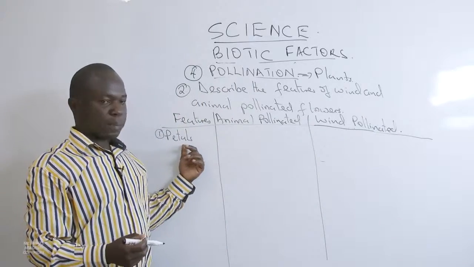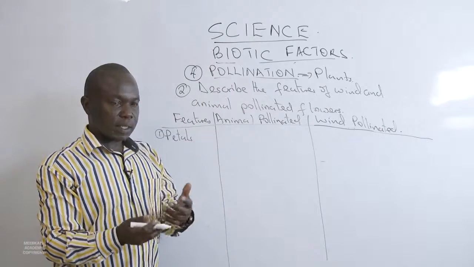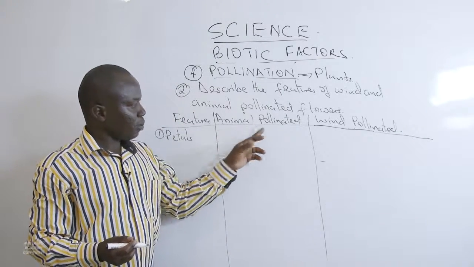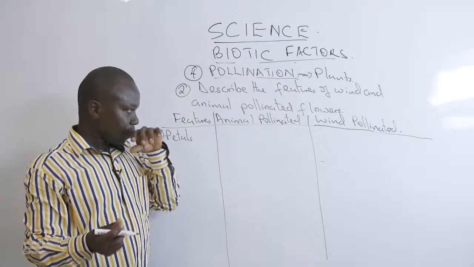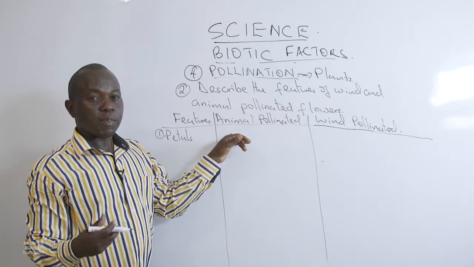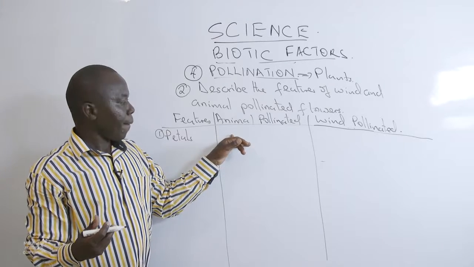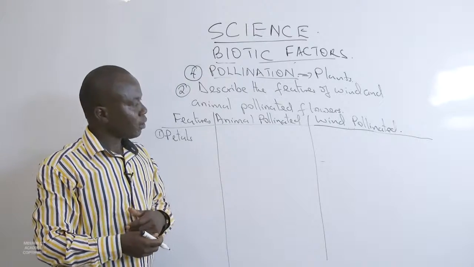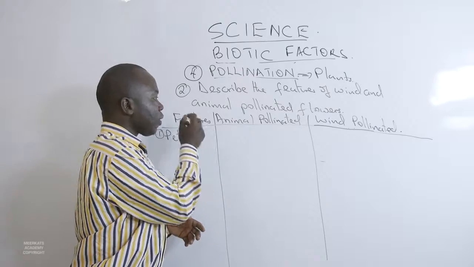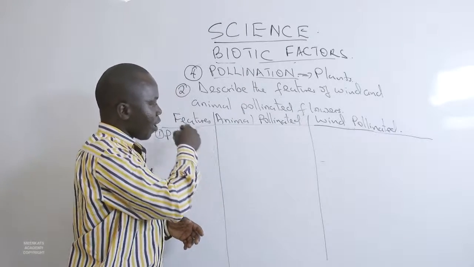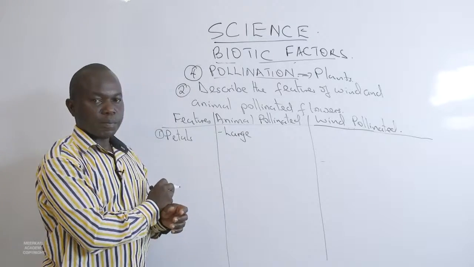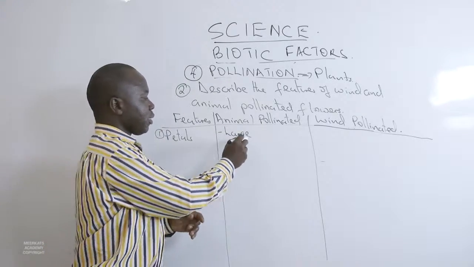So we look at the petals. We can look at the size. What do you expect the size of the petals for animal pollinated flowers to look like? Now we have said for animals, the type of flower that will be pollinated, they're usually dull. So if they're dull, petals don't need to be large. So if it is wind, that is. For animal, they have to be seen. They have to be large. Specifically insects, large.